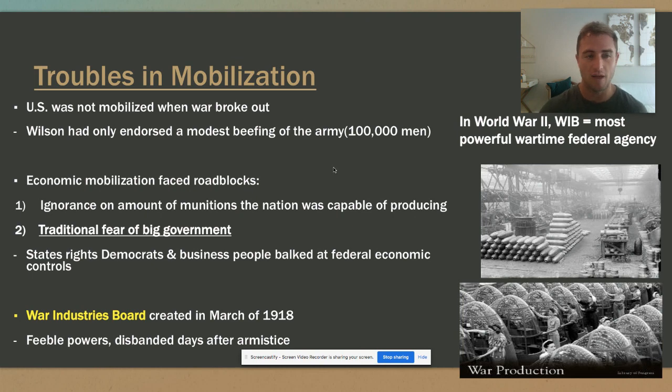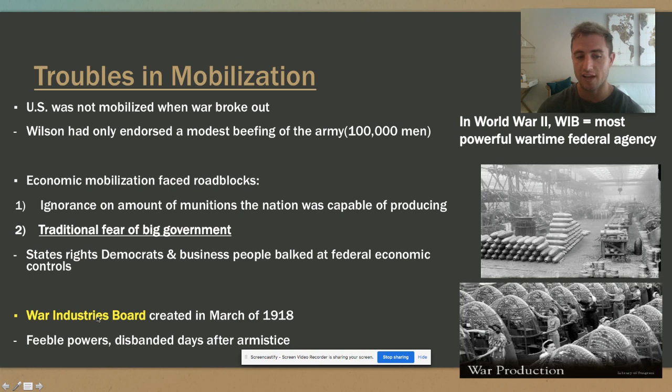And then economic mobilization, the key to victory in World War II, a shadow of itself in World War I, because of the ignorance of how much we could produce, and because we're still afraid of the power of big government coming in and telling which factories to produce what and setting production quotas and price controls and all these things. The federal government didn't take nearly as much direct control over the economy, and thus we produced far less than we could have produced, as we did in World War II.